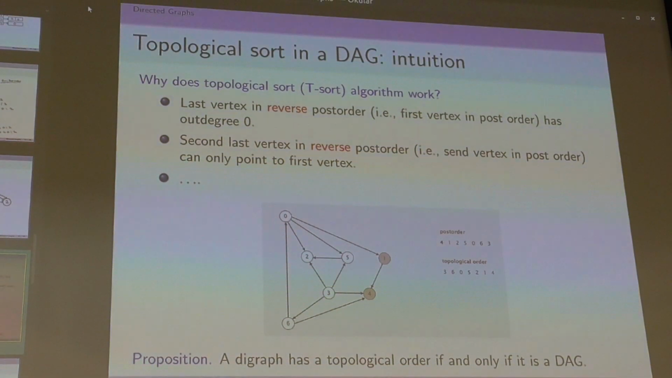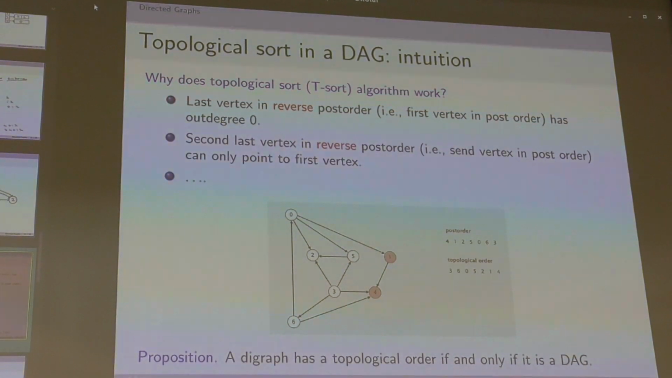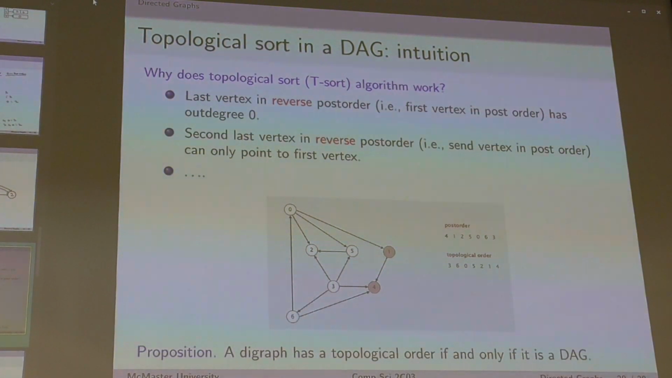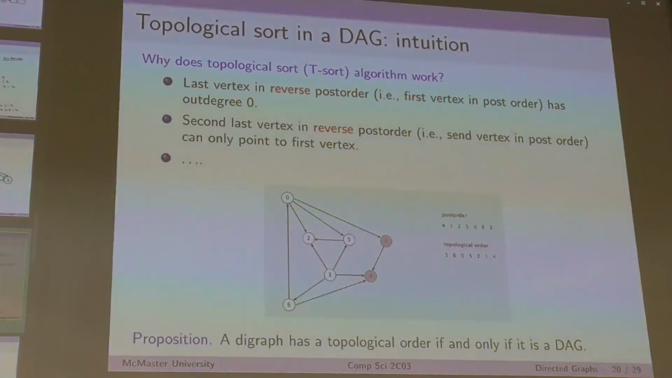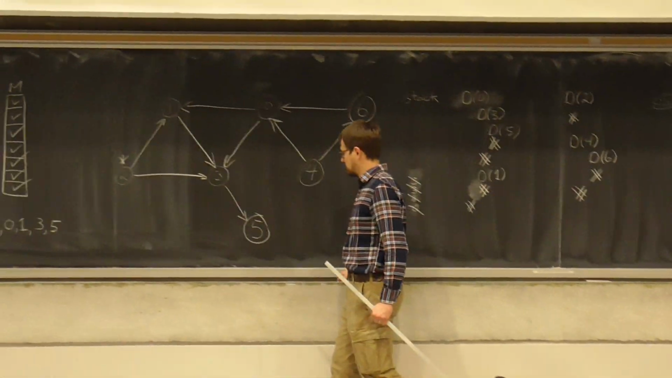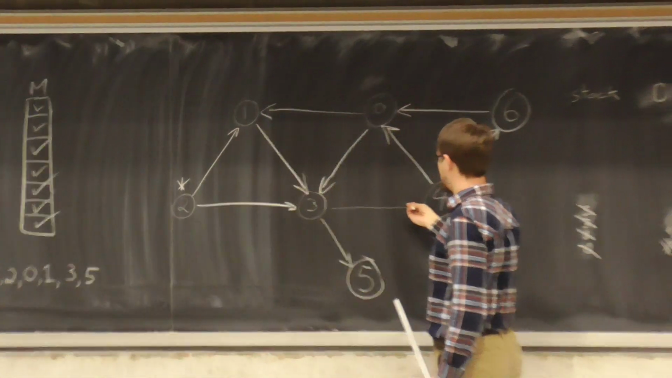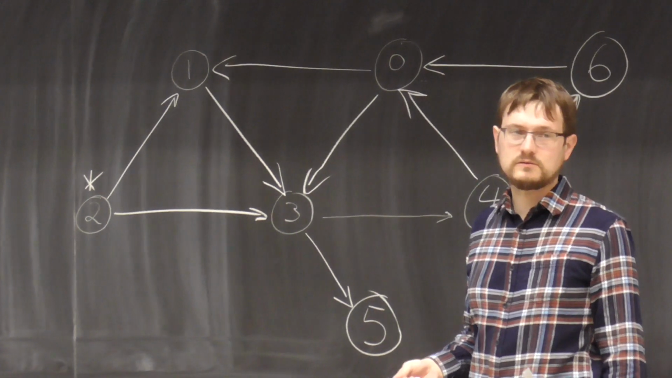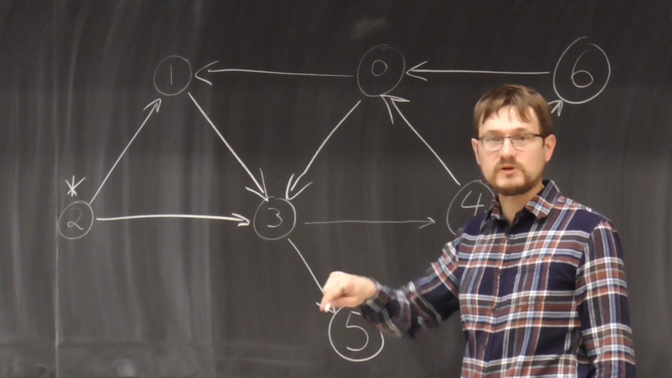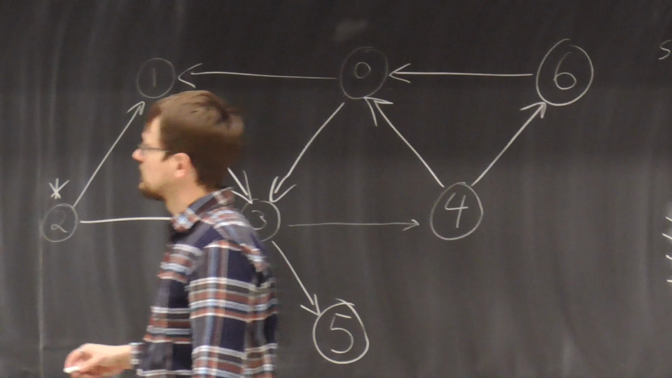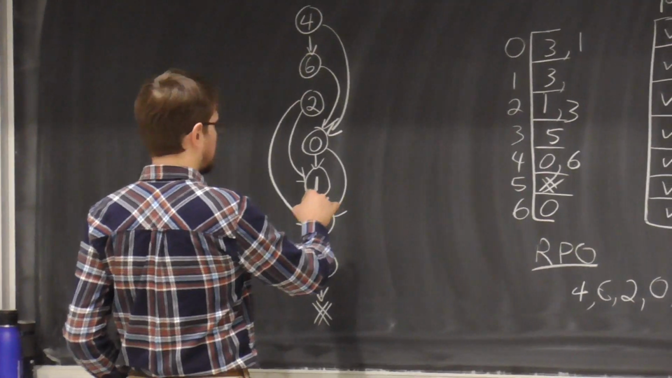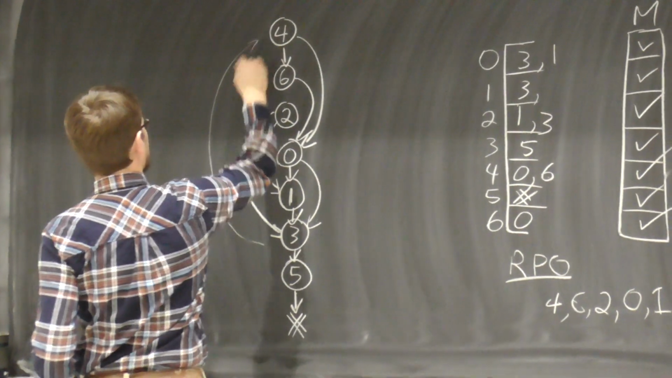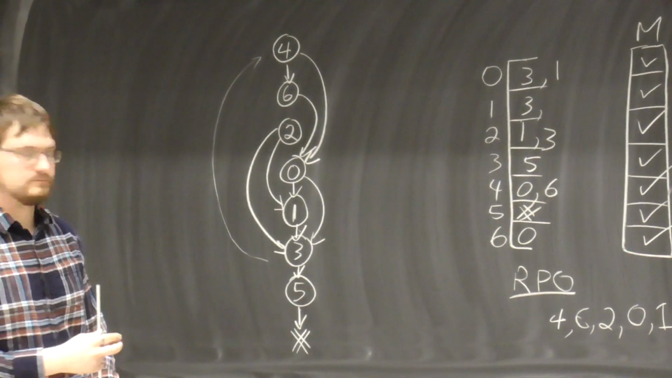A digraph has a topological order if and only if it is a directed acyclic graph. If, for example, there was another arrow here, topological sort would be meaningless. There would be no possible solution because you'd have an arrow going up this way, and it's impossible to resolve that. So we will leave it off.